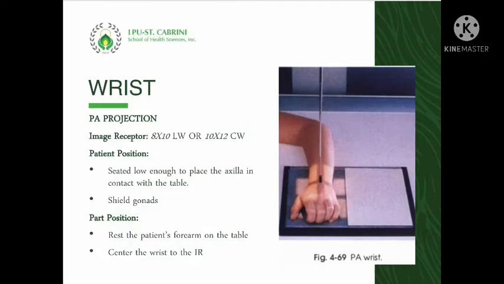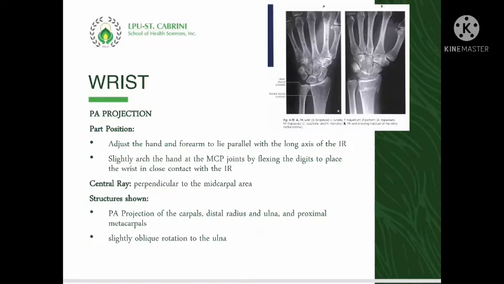The patient is seated at the end or beside the radiographic table with his forearm rested, and the wrist should be placed centered to the image receptor. Adjust the hand and the forearm to lie in parallel with the long axis of our image receptor, and slightly arc the hand at the metacarpophalangeal joints to place the wrist in close contact with the IR. The central ray is directed perpendicular to the mid-carpal area.